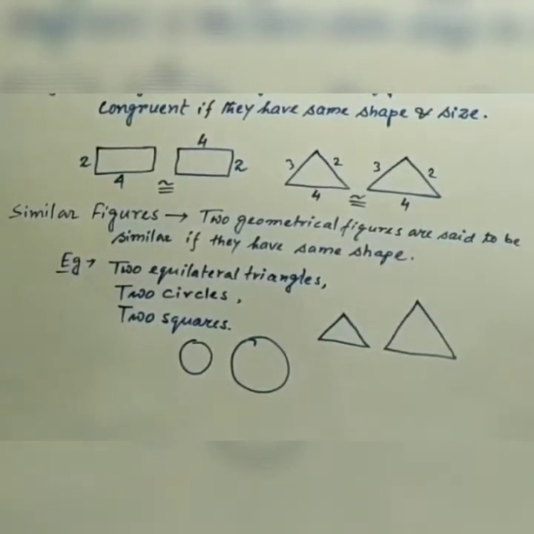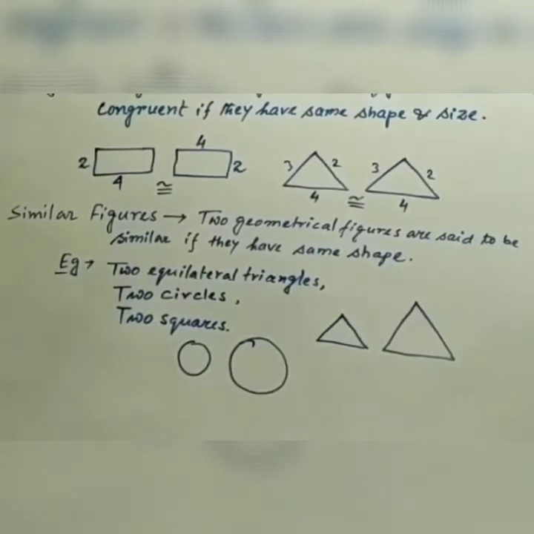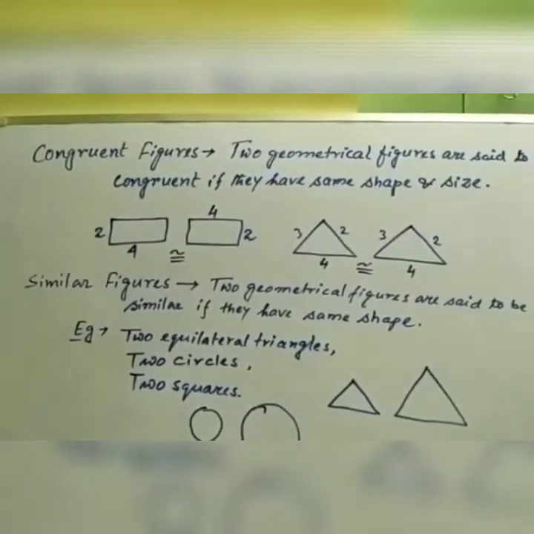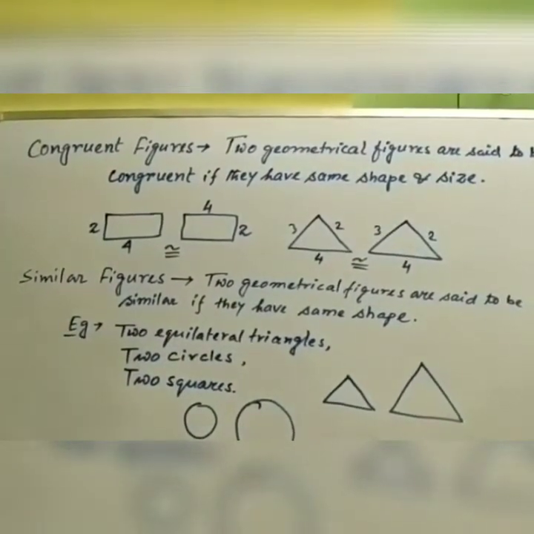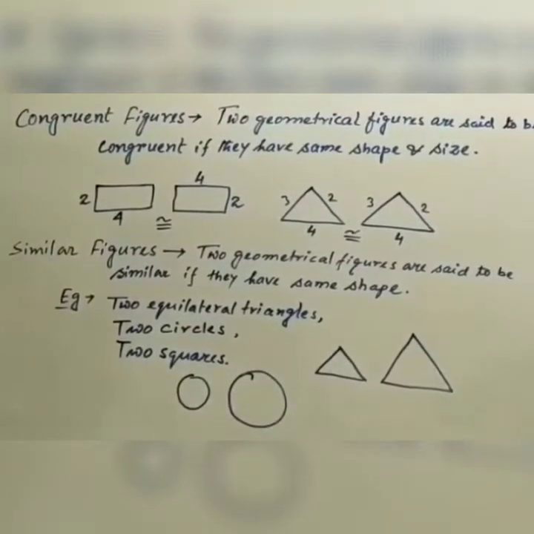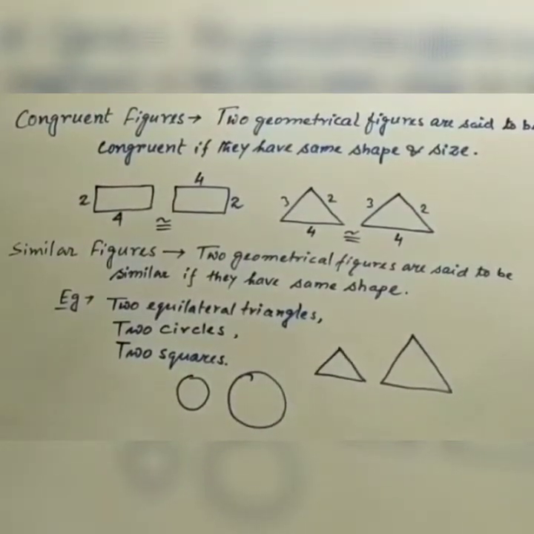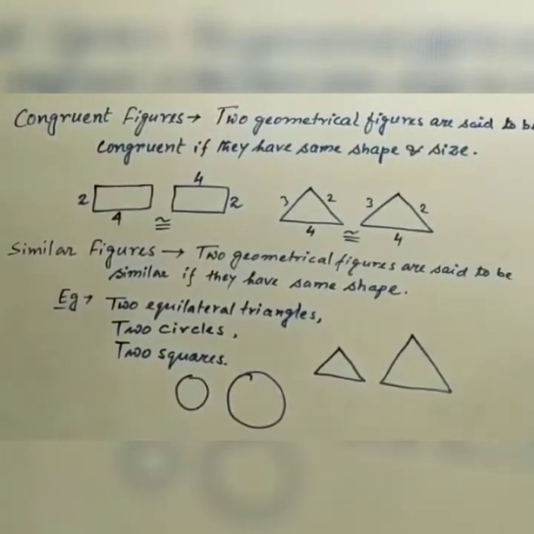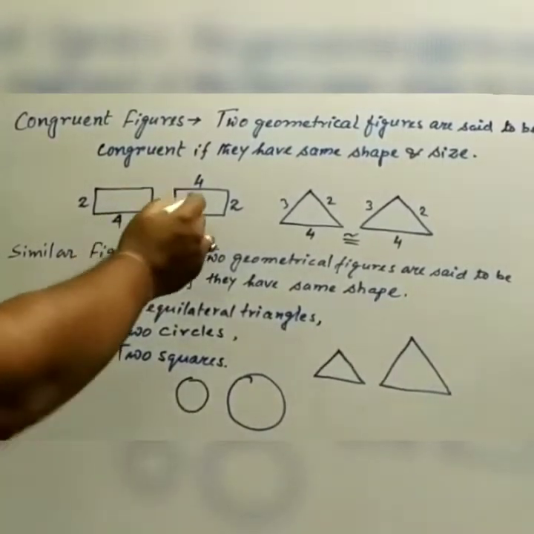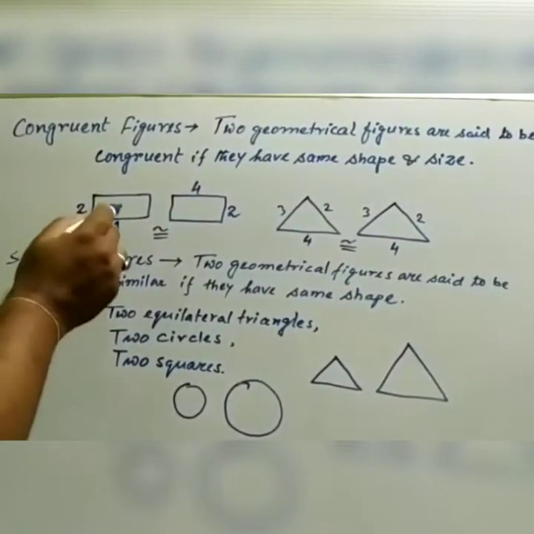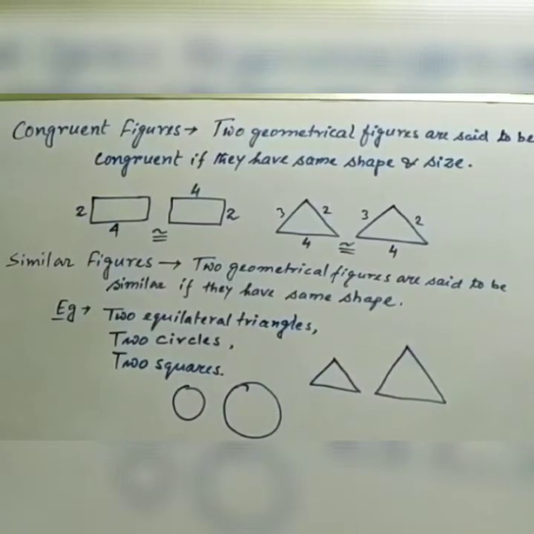Geometrical figures are said to be similar if they have only the same shape. Previously, in congruent figures you have learned that they have the same shape and same size. And here you get only the same shape, size may vary. So from these two definitions, one condition you have got: those figures that are congruent must be similar. Those that are congruent must be similar because they have the same shape.